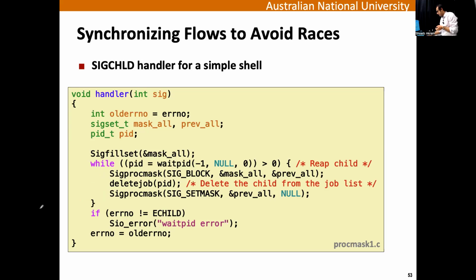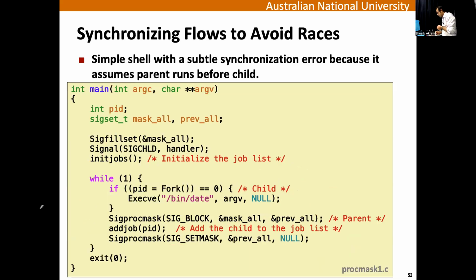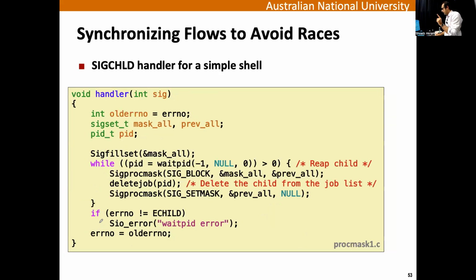So what is the problem here? The parent forks and adds the job to a list, right? The parent is creating the job and adding it to a list. And the SIGCHLD signal handler is deleting the job. It looks right, okay? When the job terminates, you delete it. And when you fork the job, you add it to the list, right? So what is the problem? There is a problem.